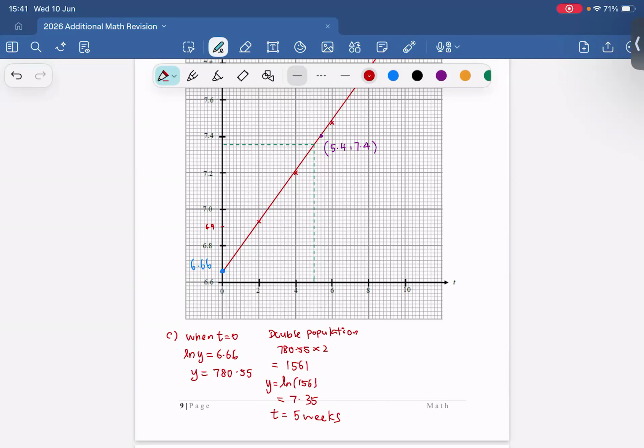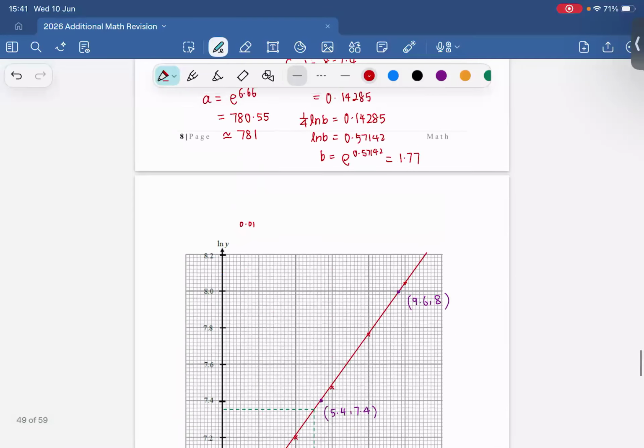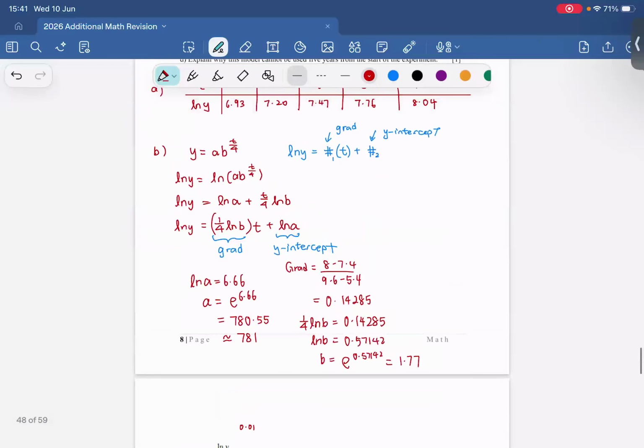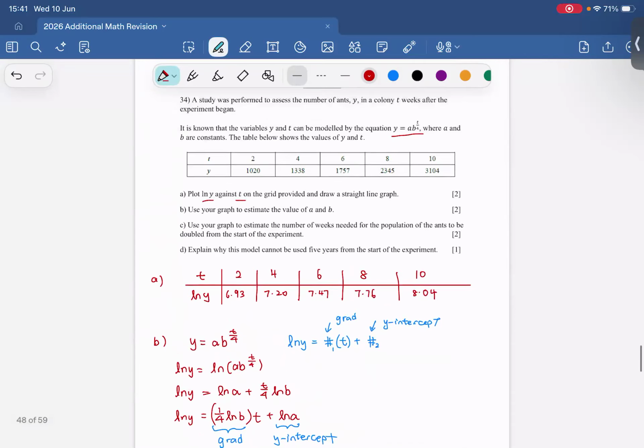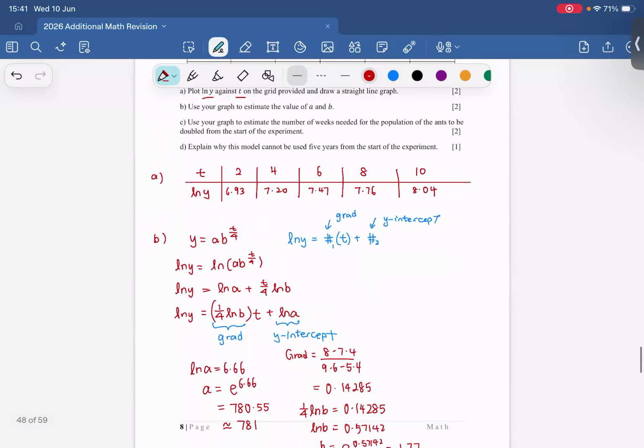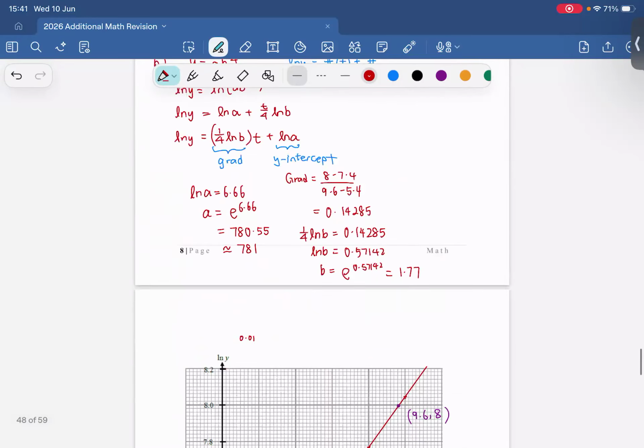Okay, next part. Explain why this model cannot be used 5 years from the start of the experiment. Why?